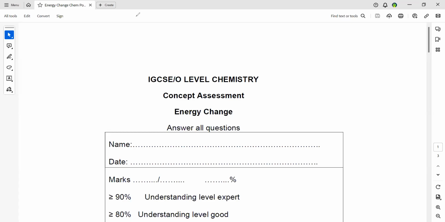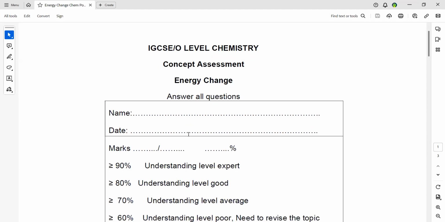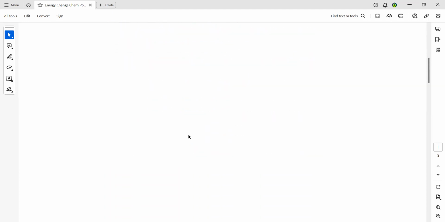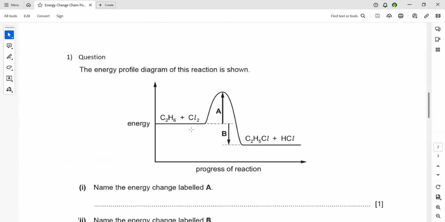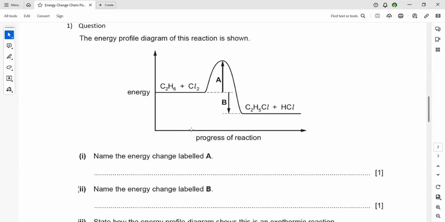This was a last week pop quiz which was related to the topic energy change. Question one, the energy profile diagram is shown. Name the energy changes which are labeled as A.